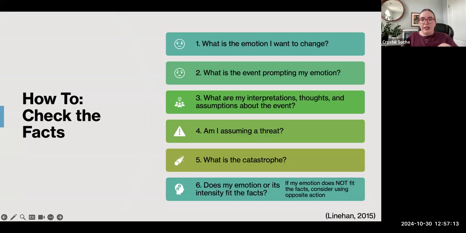So we really want to help someone identify, okay, what is this emotion that I want to change? Maybe it's sadness, it's frustration. What is prompting that emotion? What event is prompting that emotion? Maybe this is finding out that your best friend made plans without you, or what you are then interpreting. So number 3, what are my interpretations? If my best friend makes plans without me and they're going to get ice cream and I'm not invited, maybe I'm thinking this person does not like me anymore. They don't want to be my friend. And that's how I'm interpreting that situation.